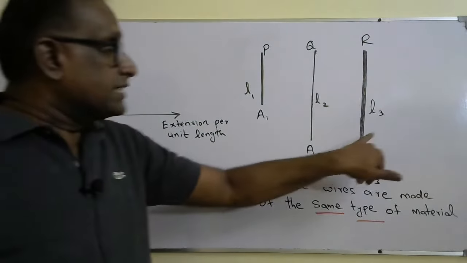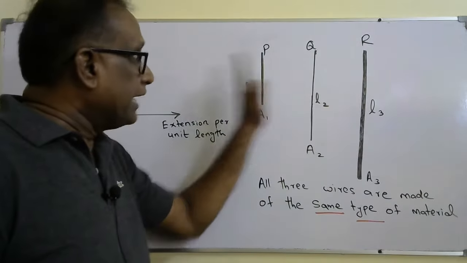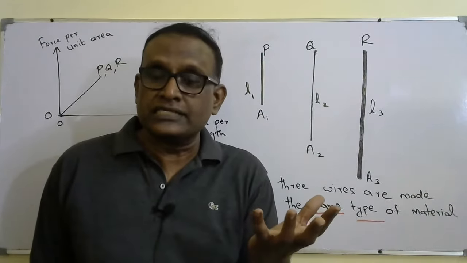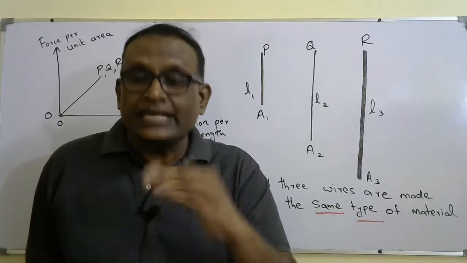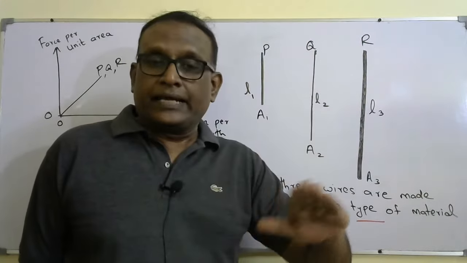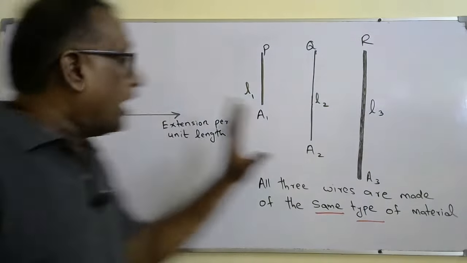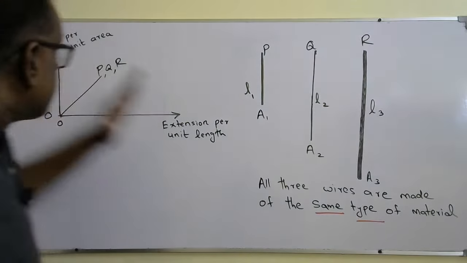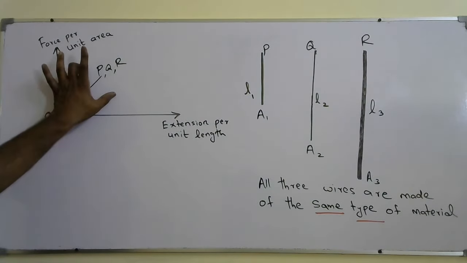Now think about the third wire, which is thicker and longer, also made of the same type of material as P and Q, the wire R. For that also repeat the same experiment, apply different forces and measure the relevant extensions. Each force applied must be divided by the area of cross section, that is the y-axis. Each extension must be divided by the initial length L3, and plot a graph on the same axis as you plotted already for P and Q. You will get the same graph, which will overlap with the earlier two graphs.